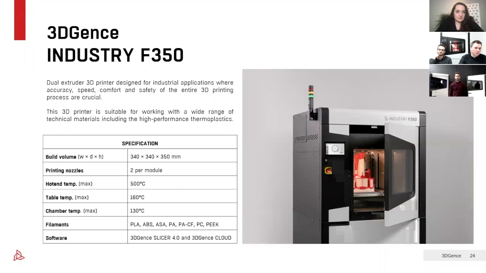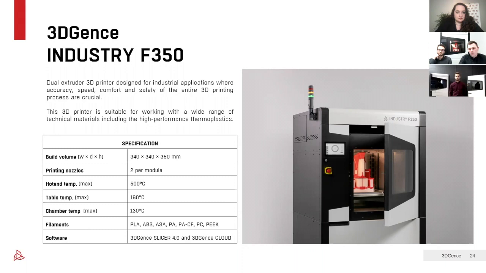340 by 350 millimeters of build volume. This is quite large, especially when we are considering 130 Celsius degrees in heated chamber. This is a temperature that will fully allow you to use engineering grade materials. This is the temperature that's needed to take the stress out of the material that's being printed.